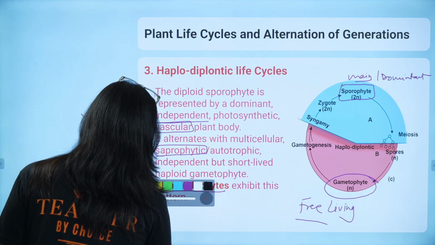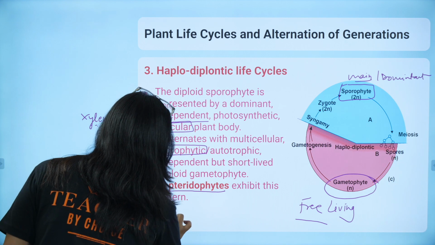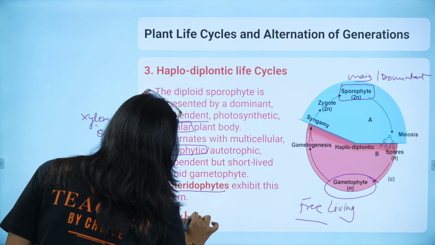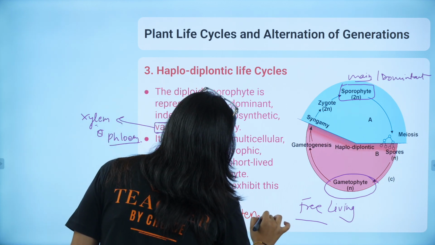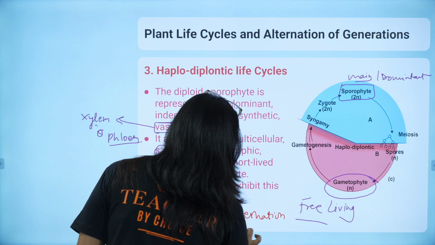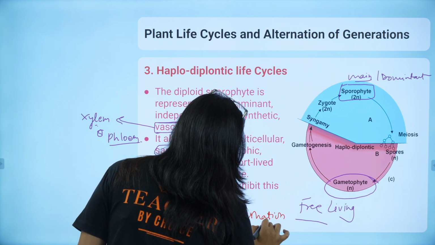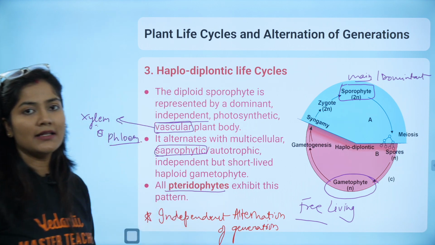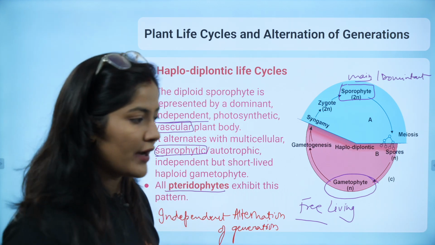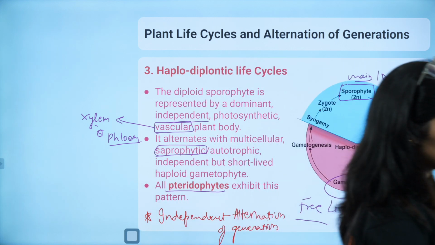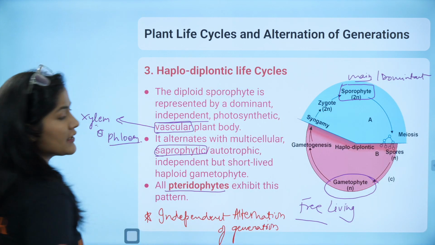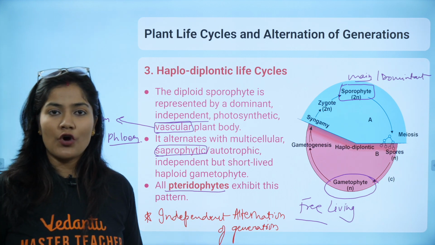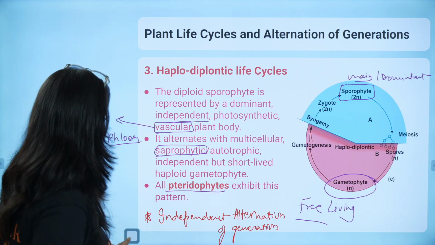There is one very important point that you should note down: they are going to show independent alternation of generation. Only in case of pteridophytes neither your sporophyte nor your gametophyte is dependent upon each other. In case of the haplontic life cycle, shown by algae, there was a dependent sporophyte. In case of bryophytes, there was a dominant gametophyte and a dependent sporophyte.